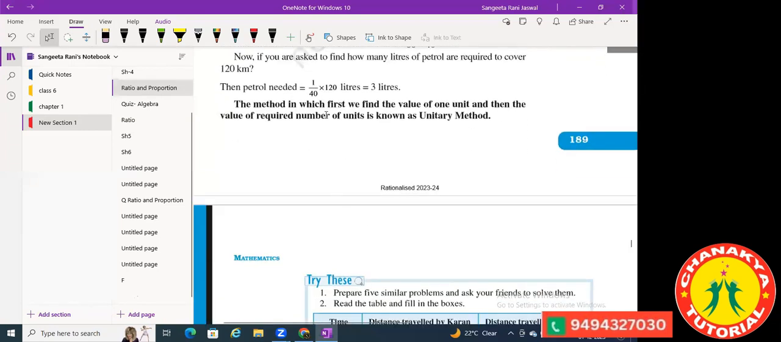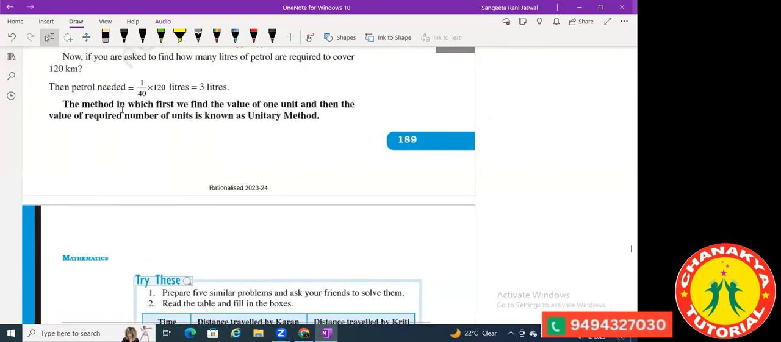The method in which we first find the value of 1 unit and then the value of the required number of units is known as the unitary method. So first we find the value of 1 unit and then you find for multiple units, as many numbers as you want.